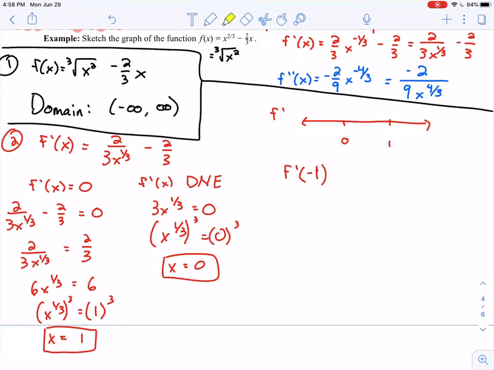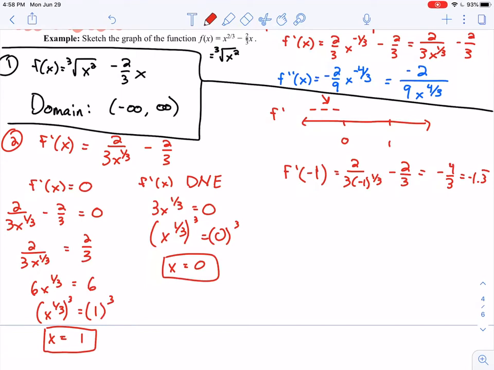And again, I'm going to plug that into my first derivative, f prime of x. So this will be 2 over 3 times negative 1 to the 1/3 power minus 2/3. You can go and calculate that. I'm going to go pretty quickly through that. I should end up with, I believe, negative 4/3, or negative 1.3 repeating if you're the decimal type. But what's important here is the sign. It's negative. So my first derivative is negative. That means my function is decreasing on that interval.